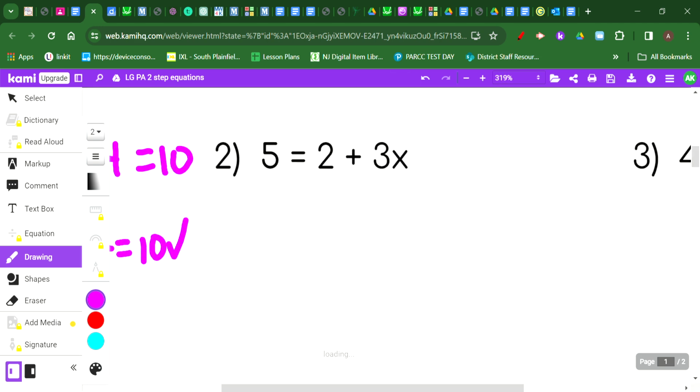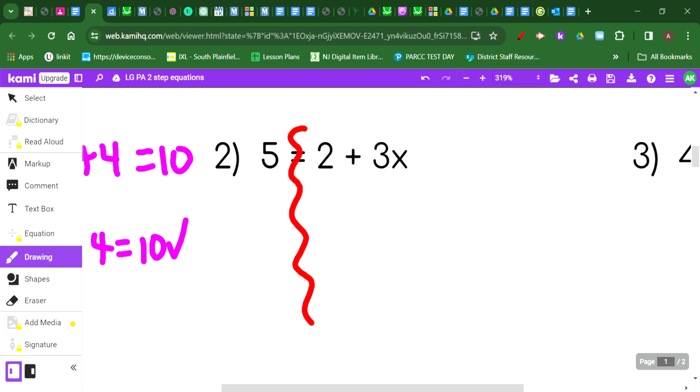All right, let's look at question 2. We have 5 equals 2 plus 3x. So the first thing we're going to do is draw the squiggly line, or I like to refer to it as the river. Draw the river that separates the equation. We are going to focus on the side where the x is. Okay, so the right side, 2 plus 3x.